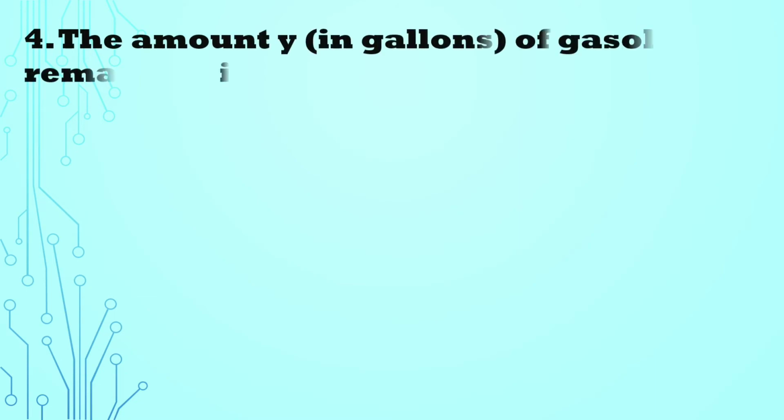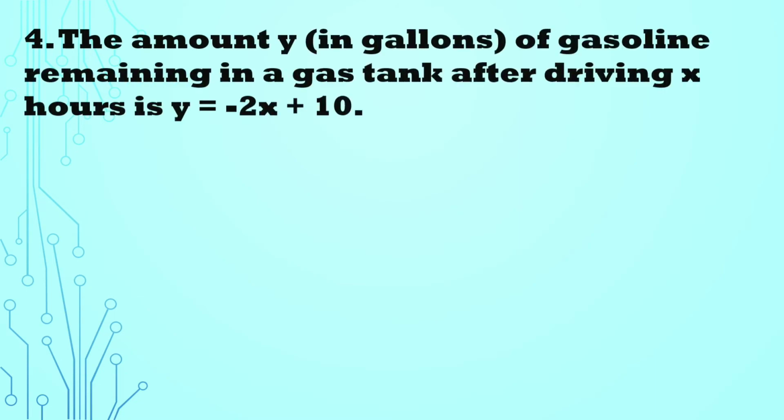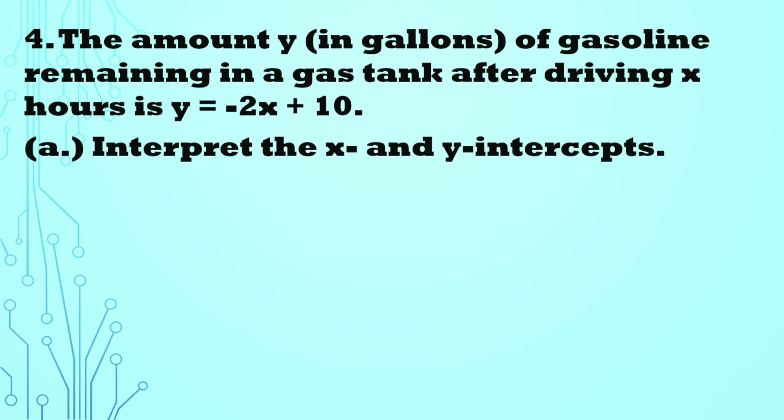So, number 4, the amount Y in gallons of gasoline remaining in a gas tank after driving X hours is Y equals negative 2X plus 10. So, interpret the X and Y intercepts. So, para makuha natin ulit si X intercept, kailangan natin ilet si Y as 0. At para makuha naman natin si Y intercept, we let X as 0.